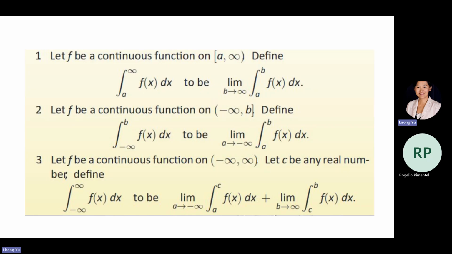You can integrate from a number a to c, and the lower limit goes to negative infinity. Plus this time you go from c to b, and b goes to positive infinity. So the sum of these two will give you the total integration value. So this is how we handle this kind of integration.